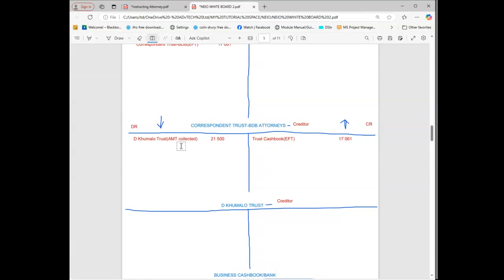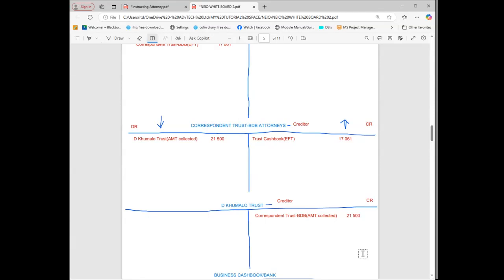This money was collected by the correspondent. It is sitting under the correspondent. But now I'm taking it from the correspondent because it belongs to Mr. Kumalo. So I'm going to write correspondent trust, BDB, amount collected. Just for information, can you see it shows that now this money belongs to the client? That's why it came to the credit side. Can you see now I'm starting to involve the real client? So it's just a transfer from this account to this account.